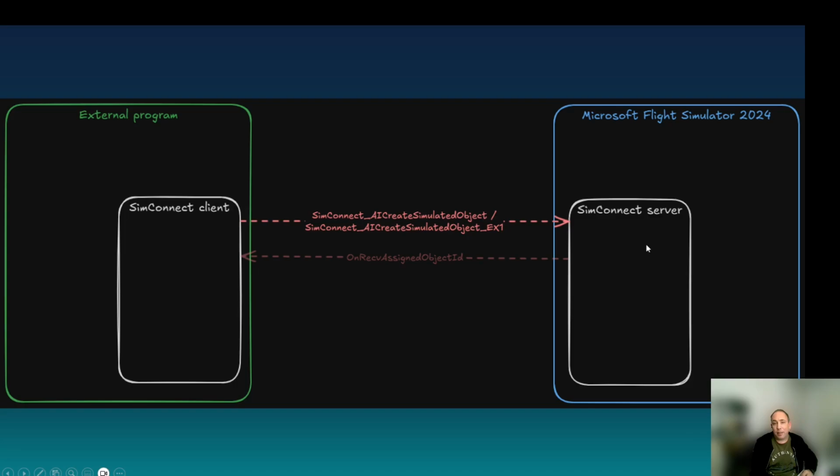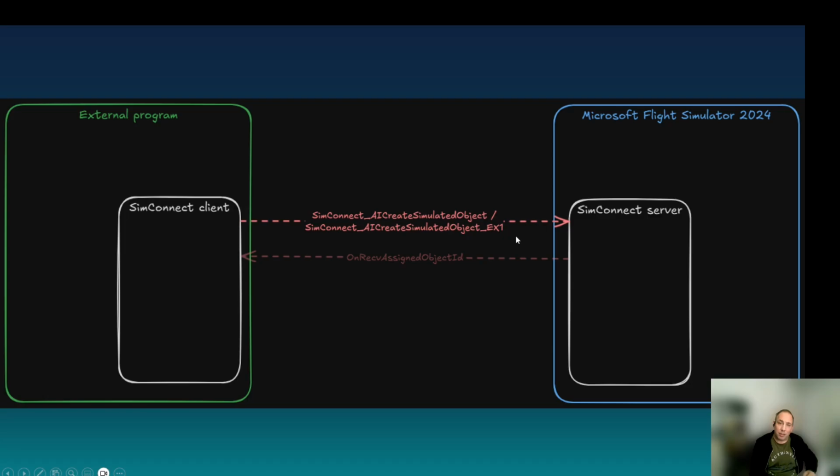And then it will trigger an onReceive assigned object ID event. This one is important because you need to be able to do things with the object. And one very important thing is once you're done, you should also remove the object if possible. So you need this object ID.